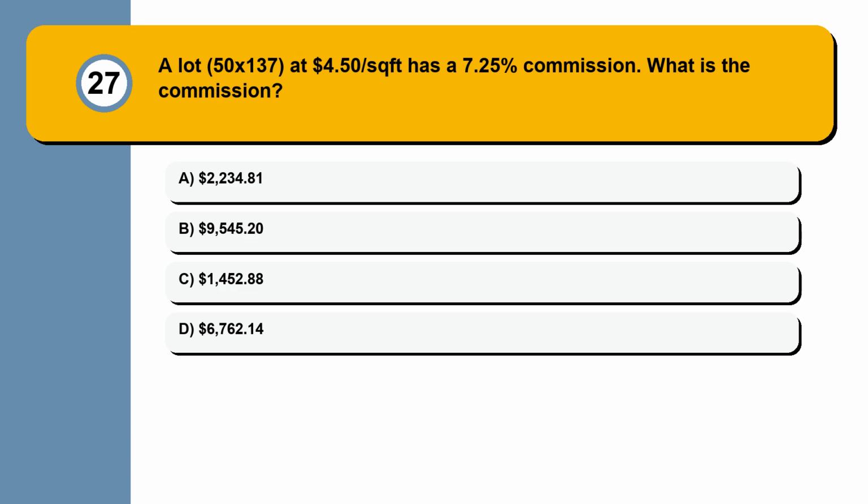Question 27. A lot, 50x137, at $4.50/sq ft has a 7.25% commission. What is the commission? $2,234.81, $9,545.20, $1,452.88, $6,762.14.